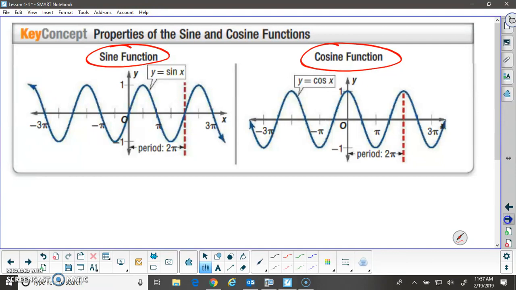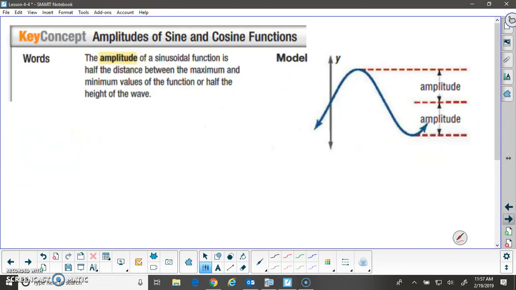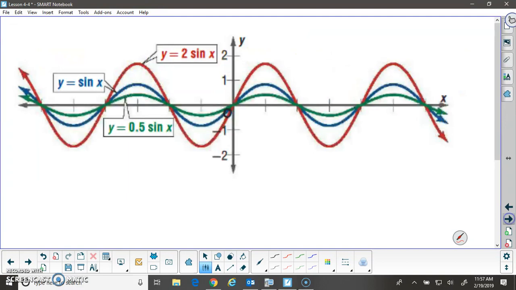The sine function goes through the origin (0, 0), right here. The cosine does not go through the origin. It has its high point right on the y-axis at (0, 1). So keeping that in mind, we'll discuss changing amplitudes on graphs.